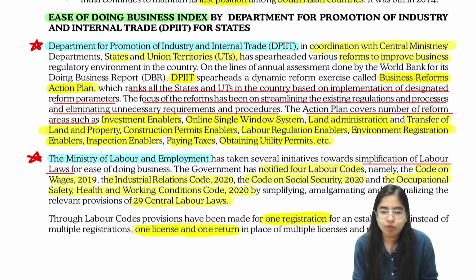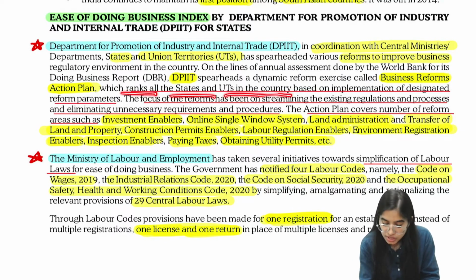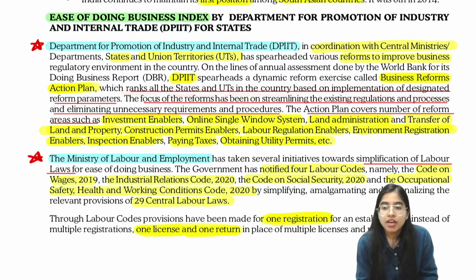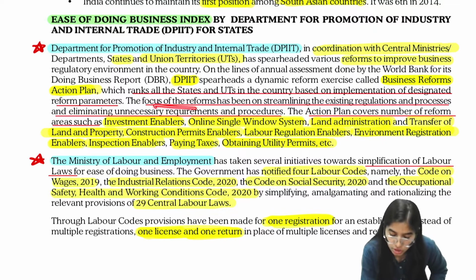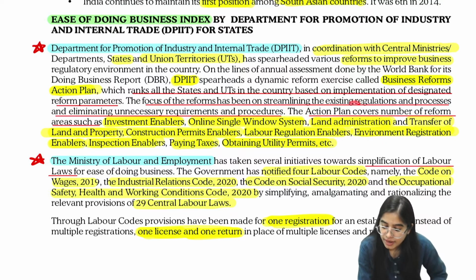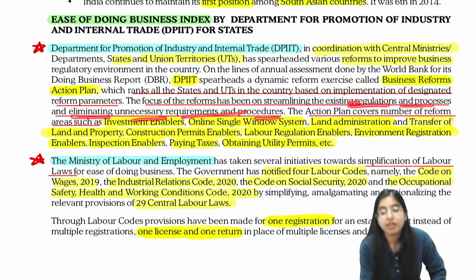What is this Business Reform Action Plan? It ranks all the states and UTs in the country based on implementation of designated reform parameters. The focus of the reform has been on streamlining existing regulation process and eliminating unnecessary requirement and procedure.